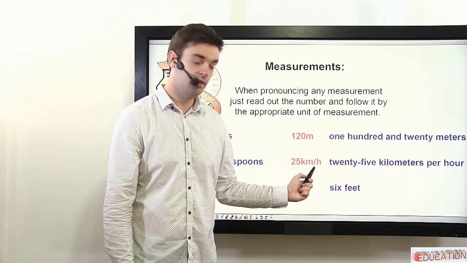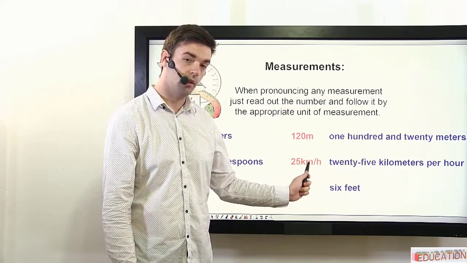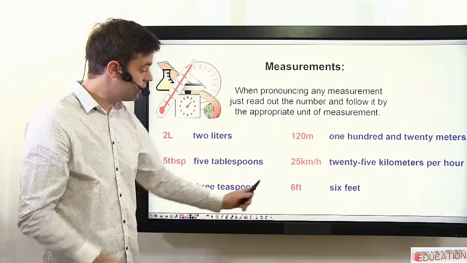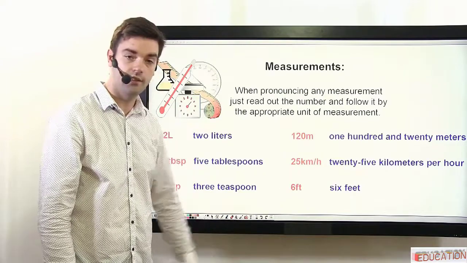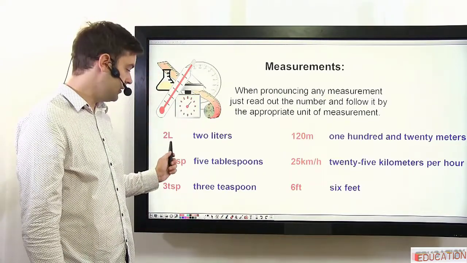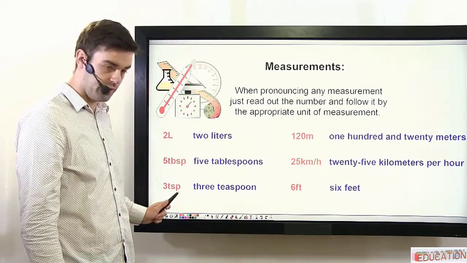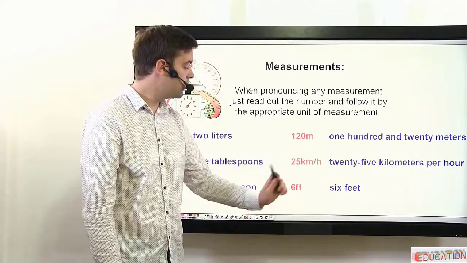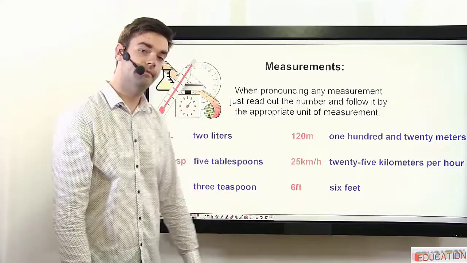25 kilometers per hour. 6 feet. 2 liters. 5 tablespoons. 3 teaspoons. 120 meters. 25 kilometers per hour. And 6 feet.